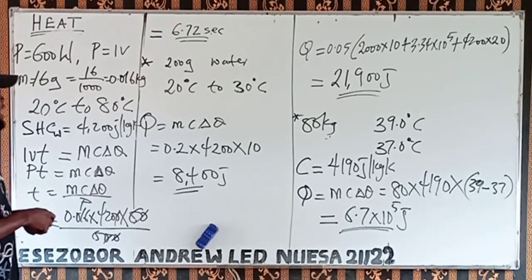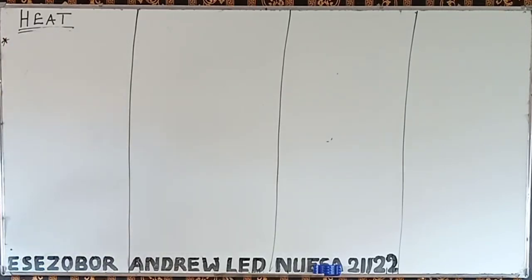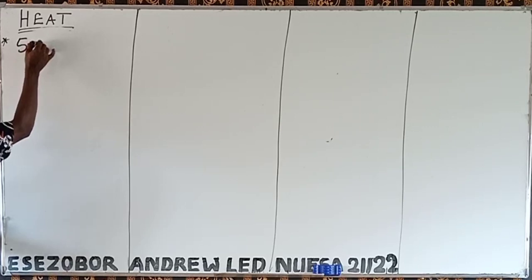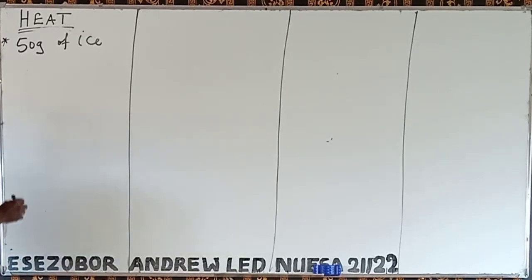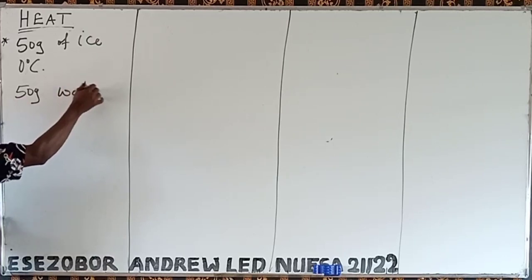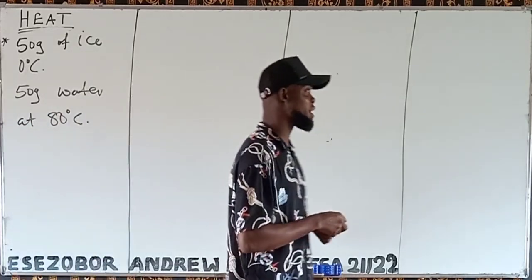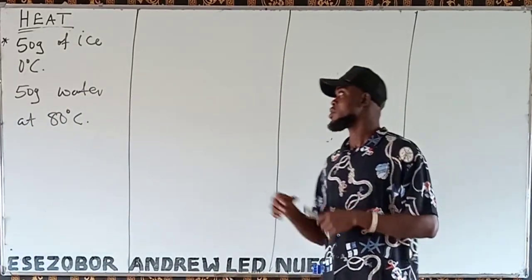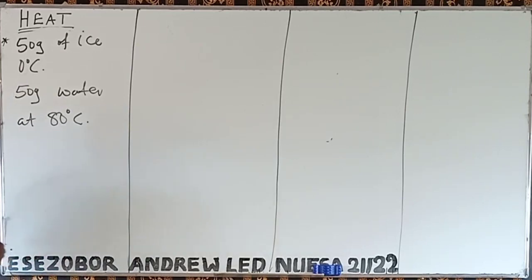Now let's look at another question. The question is, if 50 grams of ice at 0 degrees Celsius is mixed with 50 grams of water at 80 degrees Celsius, what will be the final temperature of the mixture?